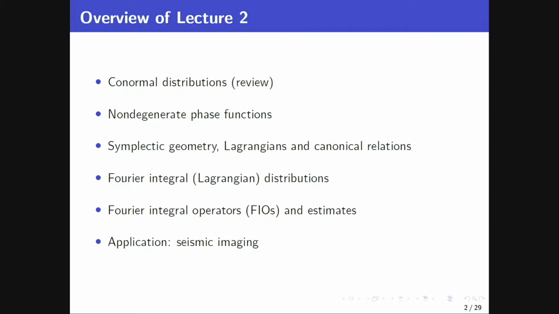Overview. We're going to go over conormal distributions again. So we're going to review this. We're going to continue with non-degenerate phase functions. Then I'm going to talk a little bit about symplectic geometry and Lagrangians. At this point, we are ready to introduce the Fourier integral distributions. We're going to extend this to Fourier integral operators. We're going to see some estimates and then an application of FIOs in seismic imaging.